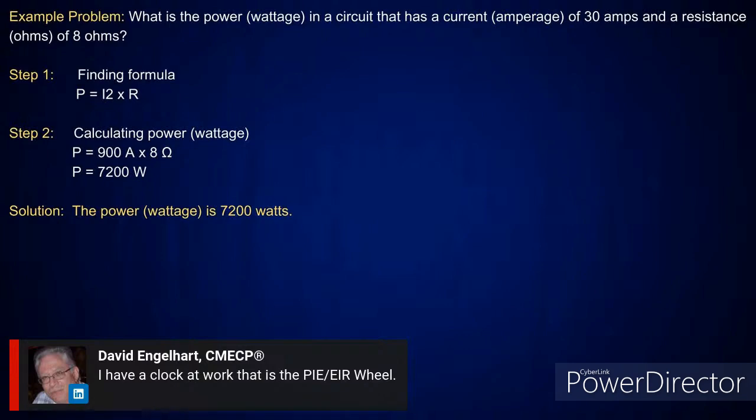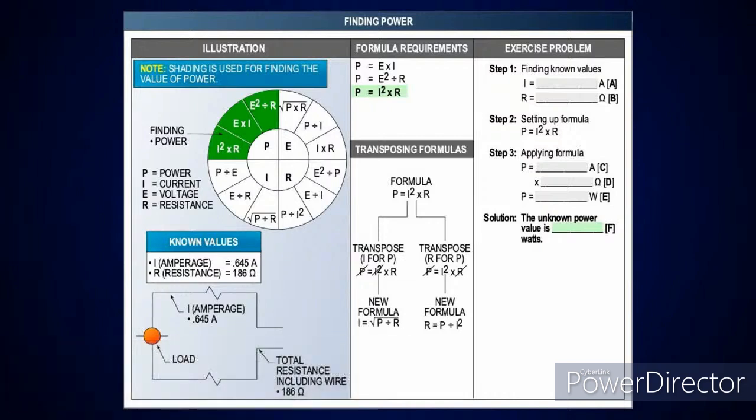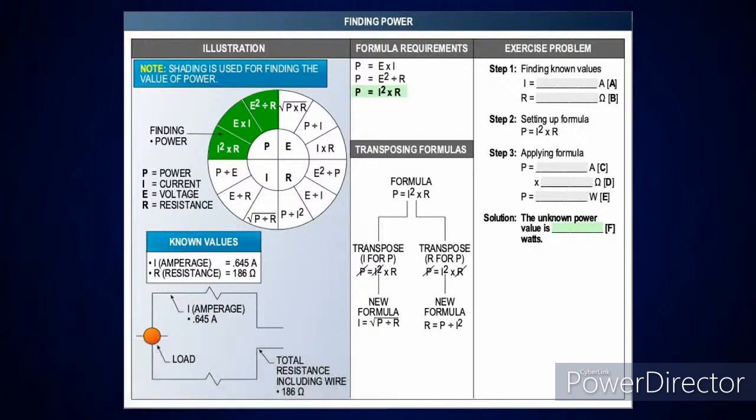Oh, nice. David has a clock at work that has that same wheel that you have on that. That's awesome, David. Awesome. David, I do too. Well, and David has a good point too. You know that it's possible wrong answers. You just have to know what the right answer is. So, sure. And yeah, that's a good observation, David.